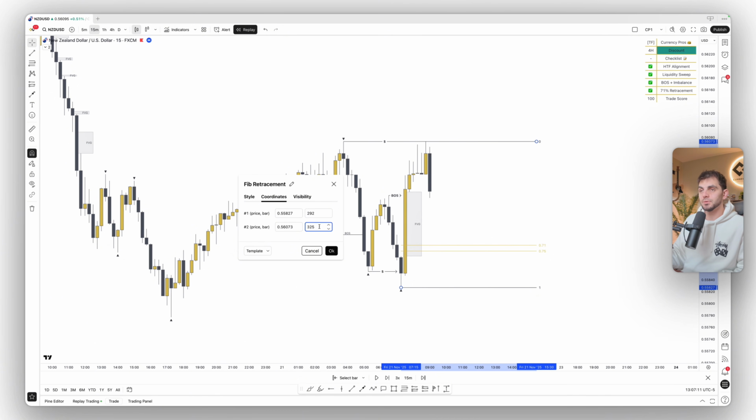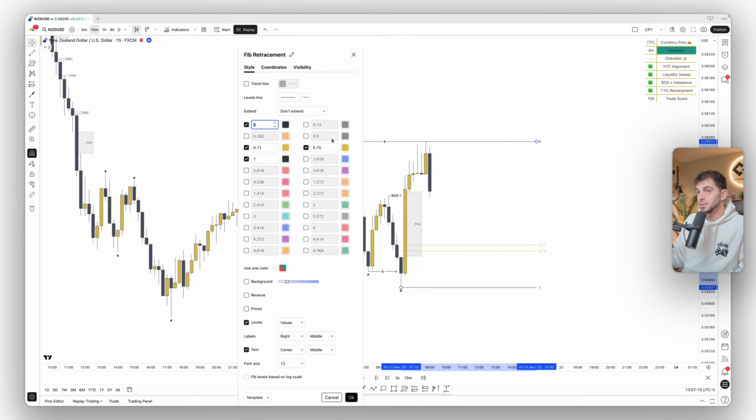Now I know a lot of you ask for the Fibonacci settings. There's really nothing to explain. It's very straightforward. You just deselect everything and enable the levels you want.